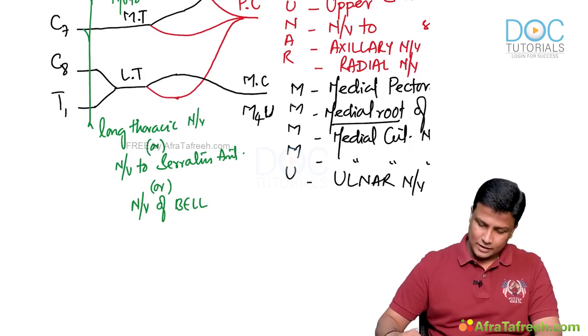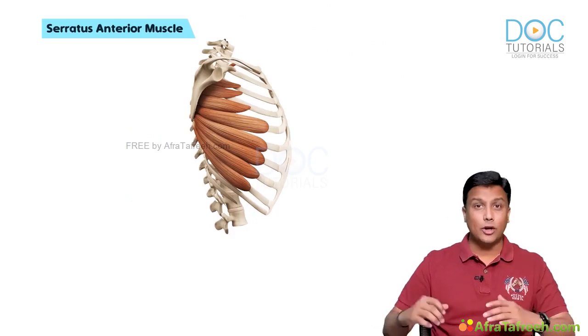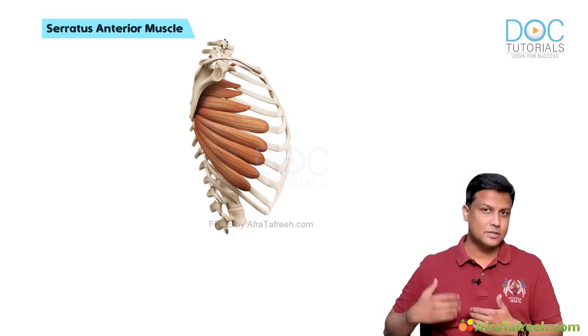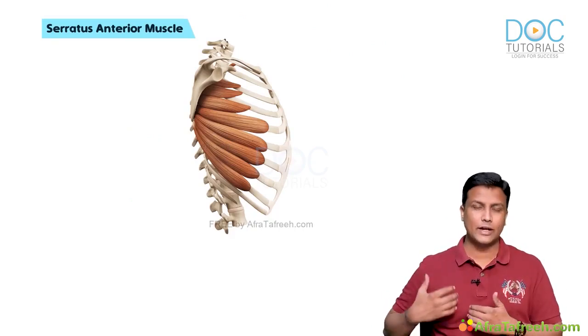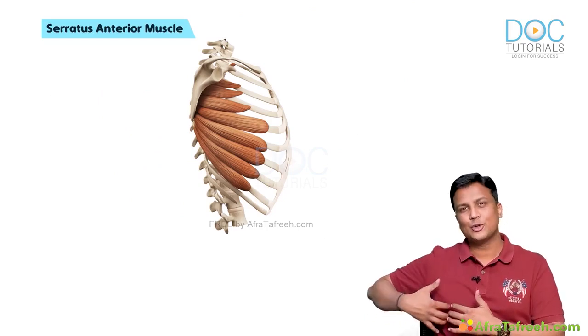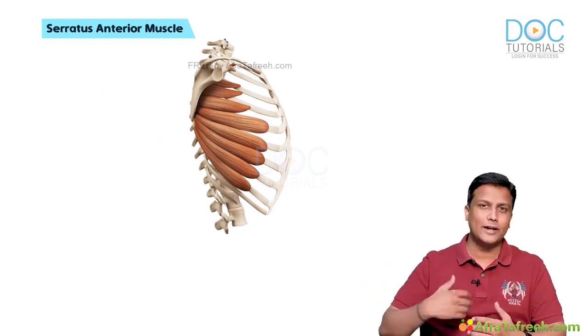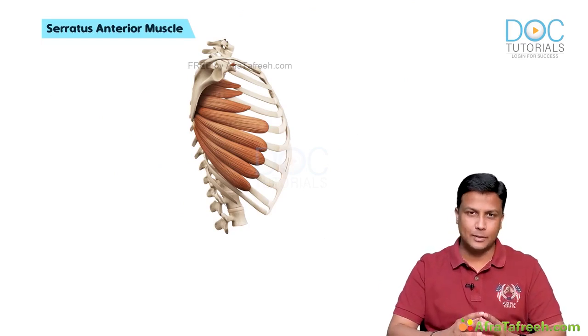Let me show you this muscle once. I think you have seen this muscle, guys. Serratus anterior muscle originates from the upper 8 ribs, first to 8th rib, guys. It is attached to your thoracic wall here, and finally it goes and gets inserted onto the scapula, the medial border of the scapula.